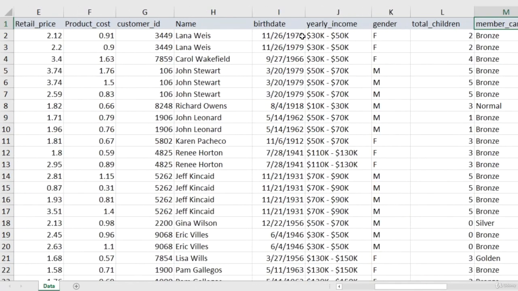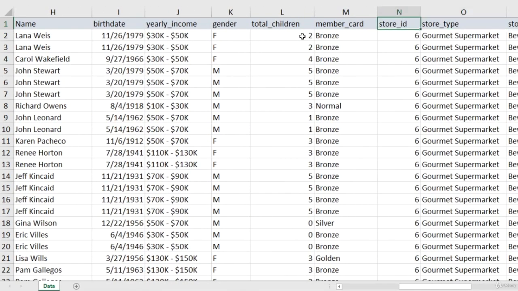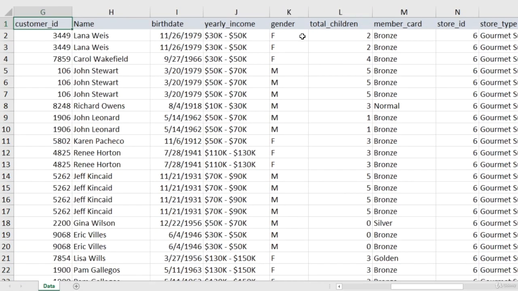The next information that we have, if we take a look here on this screen, is that the first information in this particular segment is customer ID, and then customer name and the date of birth and yearly income and gender and total children and their membership card. So once you can see all of this information, you should be able to analyze which customers are your best customers, and then you should be able to study what different characteristics in these customers are making them unique, so that you can market your products accordingly.